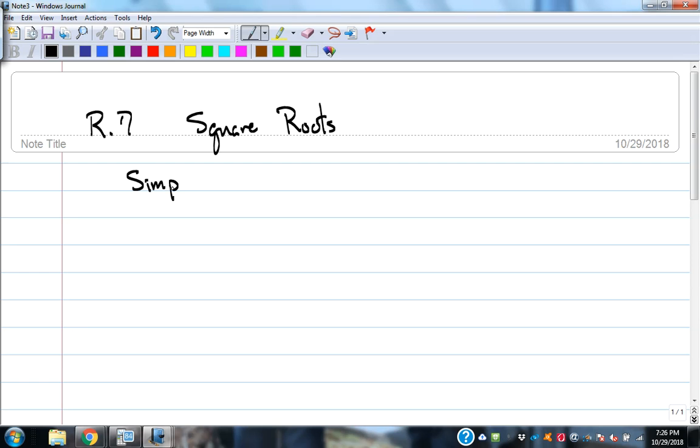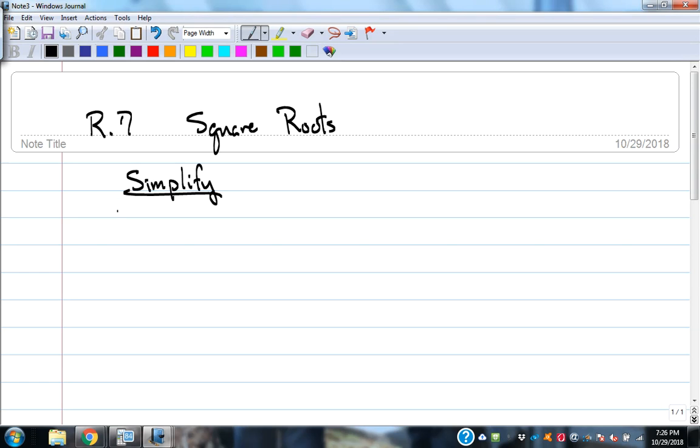Our idea here is to simplify square roots, not just punch them in the calculator. Yeah, go ahead. I'm still going to be teaching, so I'm not going to stop. So if you need to go, go. All right. Simplifying square roots is not getting a decimal approximation for it. It's actually working it out.